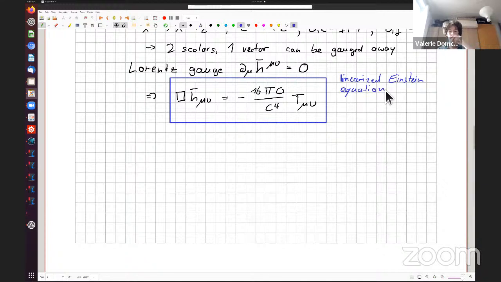We have a very simple equation where on the left-hand side we're acting with the box operator. This is nothing else than del alpha del alpha, acting on our perturbation h bar mu nu. And then on the right-hand side we have the energy momentum tensor.